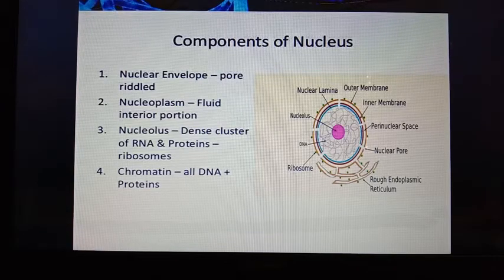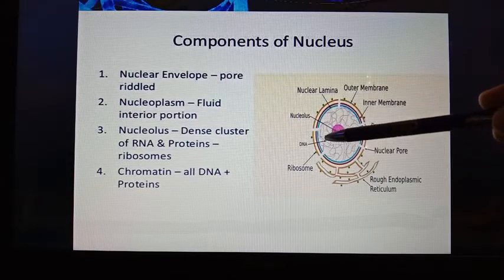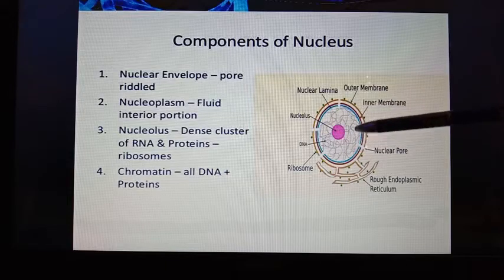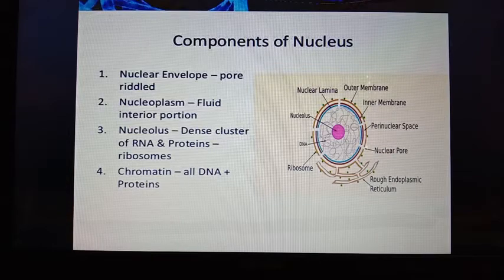Next is chromatin materials. In the nucleoplasm, you can see network of thread-like structures. These are known as chromatin materials. Chromatin materials are made up of DNA, that is deoxyribonucleic acid, RNA, that is ribonucleic acid, and proteins.